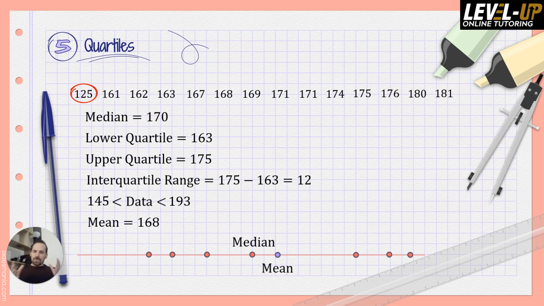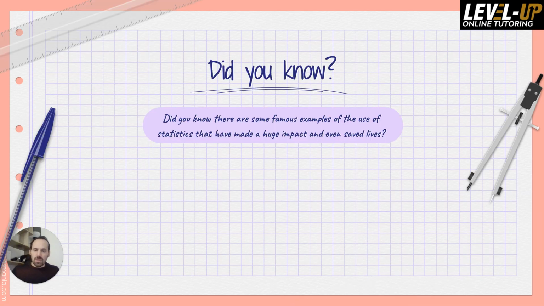So there we go. There are our types of averages and our quartiles and what they're used for on various data sets. So hopefully that's all making sense. It's a good introduction to stats there. Let me leave you with this.